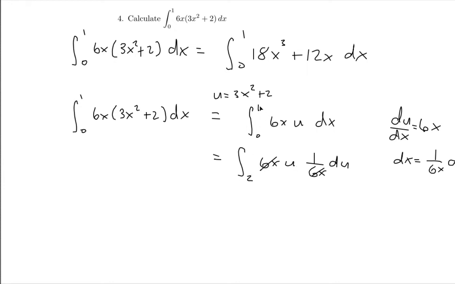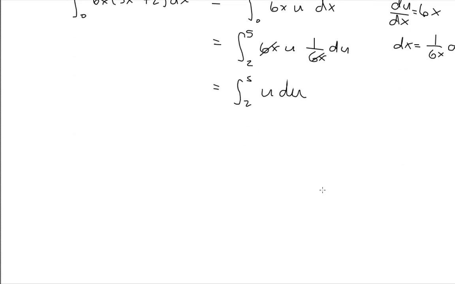In our upper bound, we had that x is equal to 1. When x equals 1, we have 1 squared times 3 is 3, plus 2 is 5. So our u integration ends at 5. Now we're in a situation where we have the definite integral from 2 to 5 of u du. And now this is fairly straightforward to do. We can just use the fundamental theorem of calculus and some antiderivatives to calculate this.